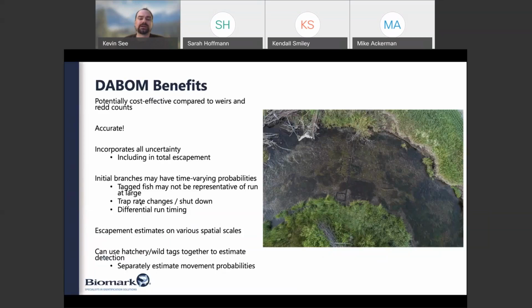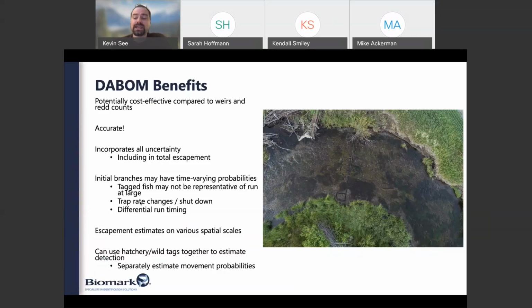We talked a little about those time varying probabilities and how that can be useful, and how it helps you get estimates on a variety of spatial scales depending on your question of interest. Some managers might be interested in, as I mentioned, the major population scale and the status there. Other people might be interested in a particular tributary. You get all of that.